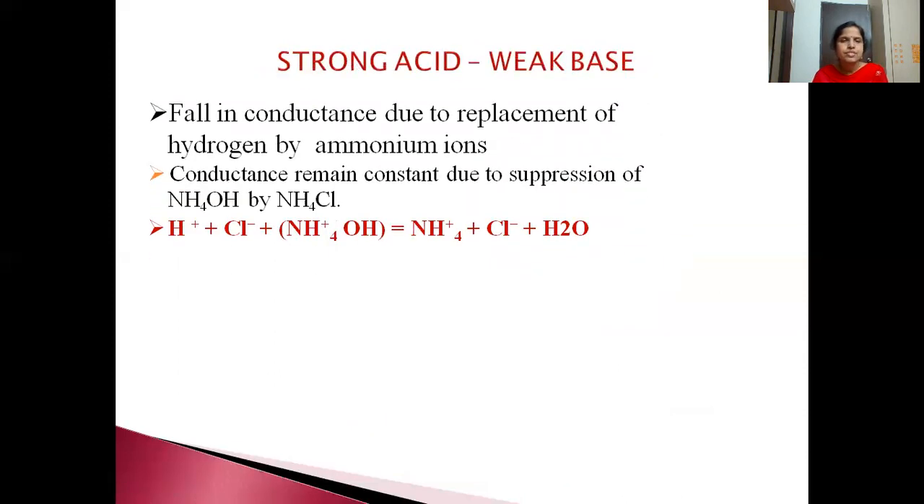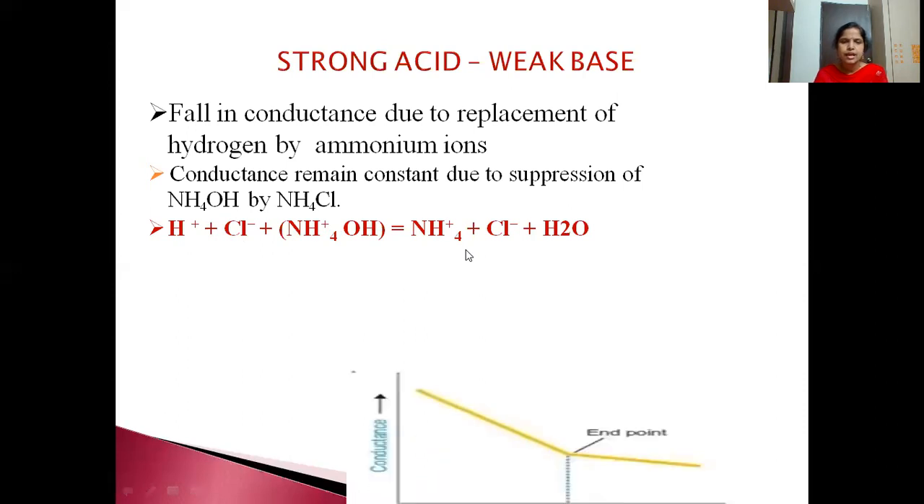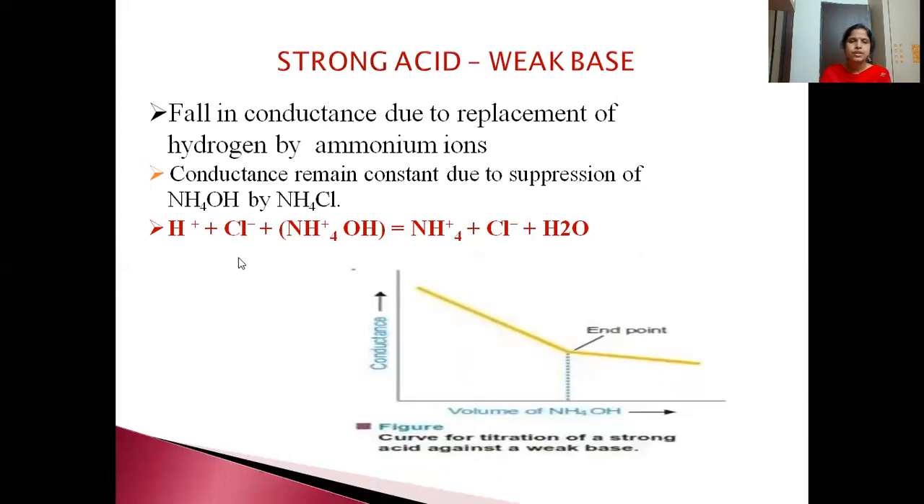Then the other type is strong acid versus weak base. The strong acid is HCl, and the weak base is ammonium hydroxide. Here the ammonium ion will react with Cl- to give ammonium chloride. Ammonium hydroxide is taken in the burette and HCl is taken in the beaker. From the burette we are adding ammonium hydroxide.